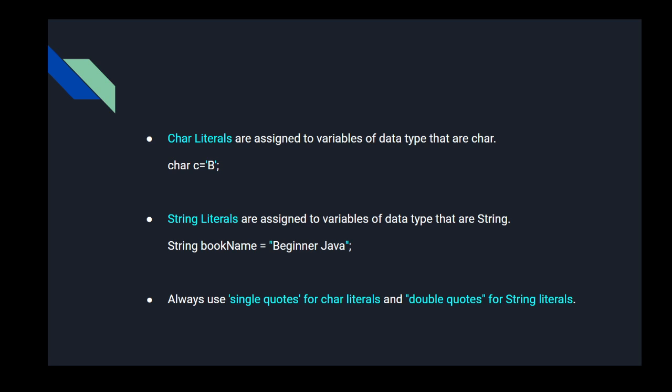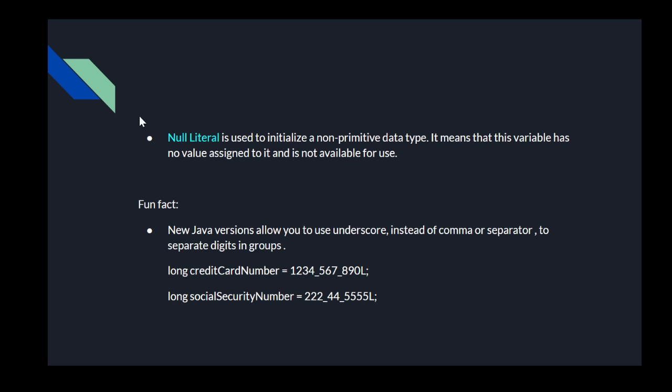Char literals are assigned to variables of the data type char. Char c equals 'B'. You have to use single quotes for char literals. And then string literals are assigned to the data type String. String bookName equals "Beginner Java". You have to use double quotes for string literals. A null literal is used to initialize a non-primitive data type. This means that the variable has no value assigned to it and is not available for use.